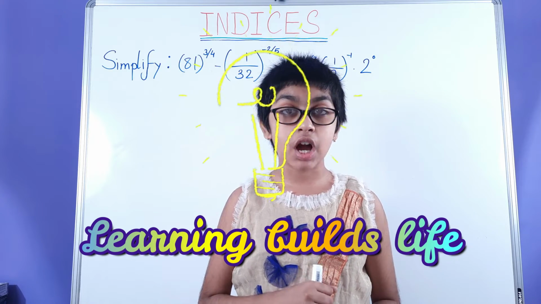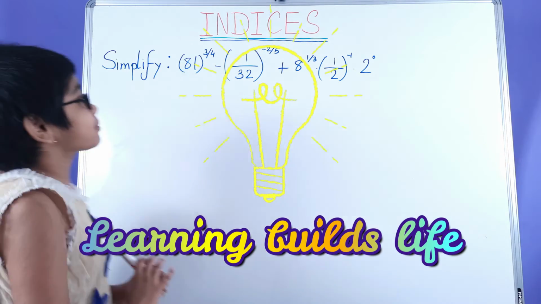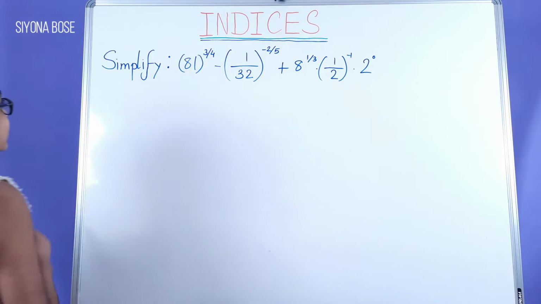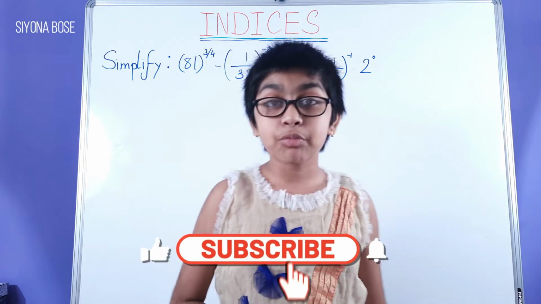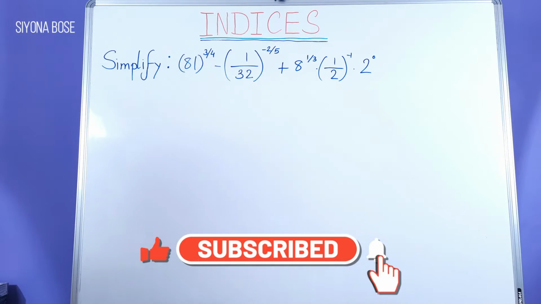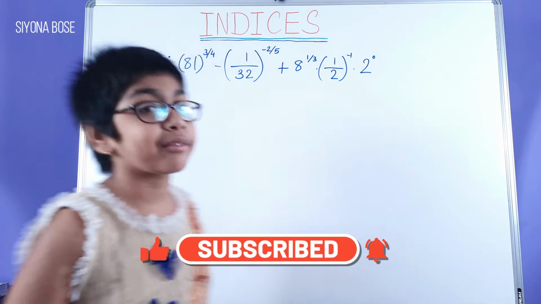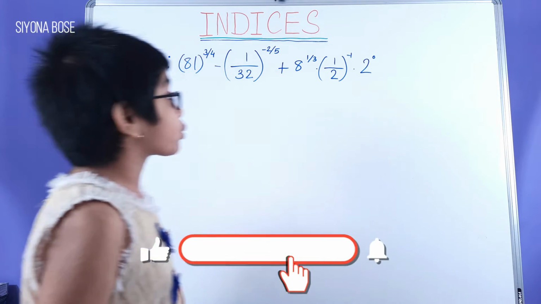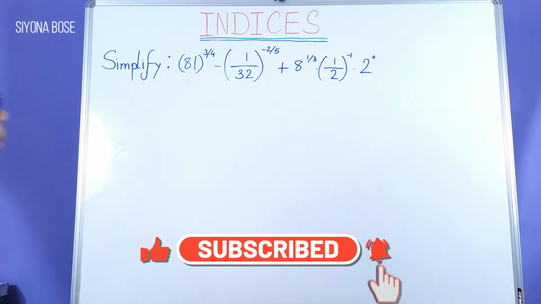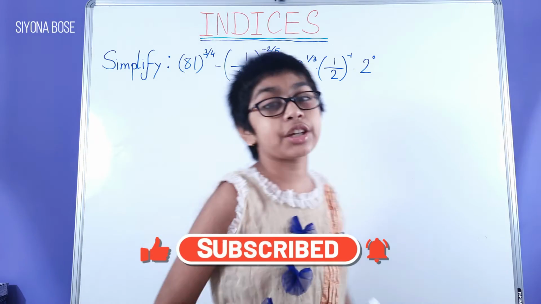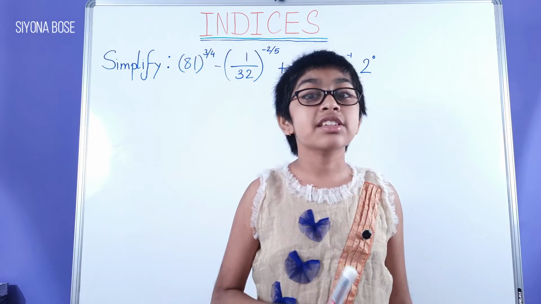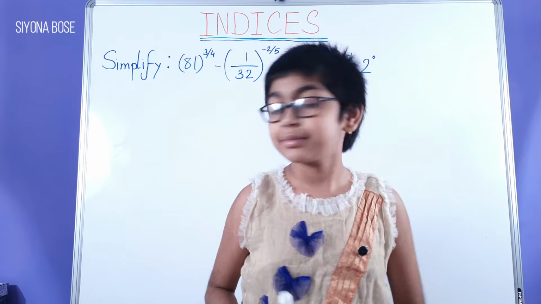Today we are going to talk about indices. Let's take a look at today's sum. Simplify 81 to the power of 3 by 4 minus 1 by 32 to the power of minus 2 by 5 plus 8 to the power of 1 by 3 into half to the power of minus 1 into 2 to the power of 0. Let's simplify this, but firstly we have to copy down the sum.